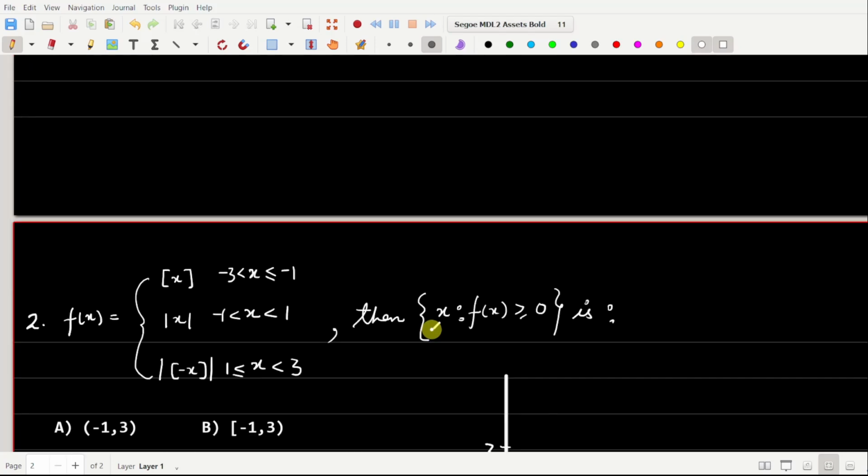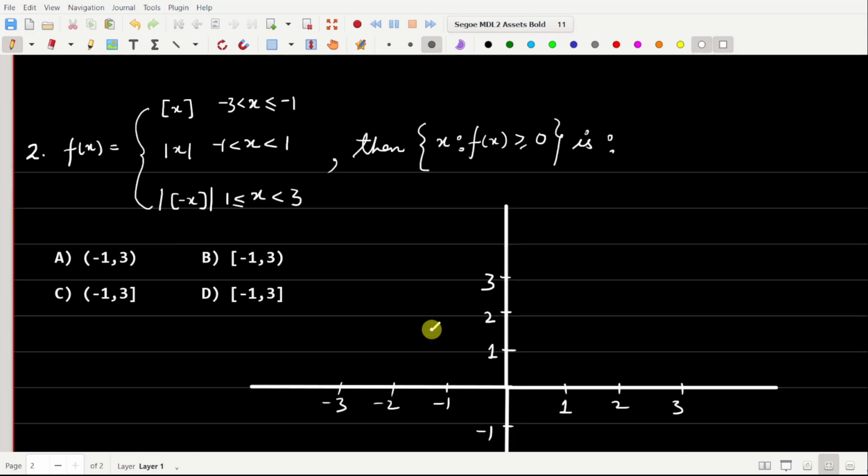Now we will move on to the next question, in which the function f(x) is given over some range of values of x, from minus 3 to 3. So f(x) is [x] from minus 3 to minus 1, it is |x| from minus 1 to 1, and |[−x]| from 1 to 3. Now we have to find all those values of x for which f(x) is greater than or equal to 0.